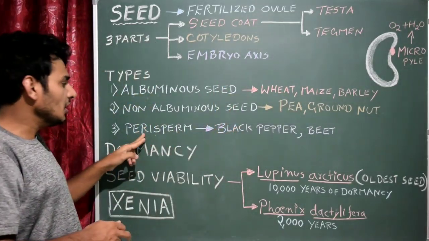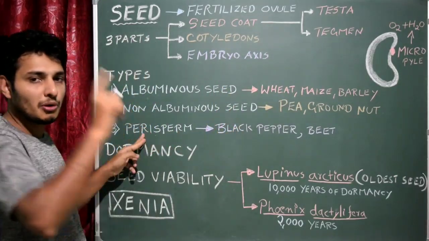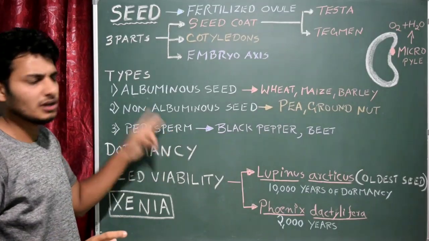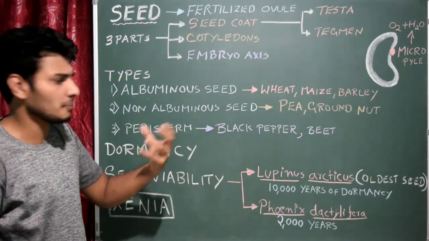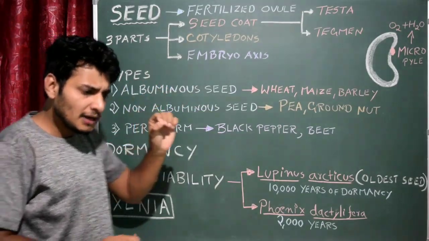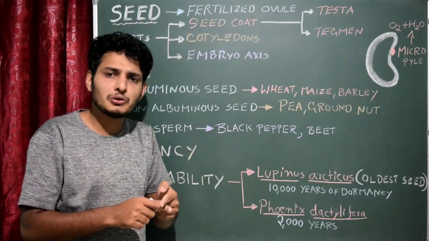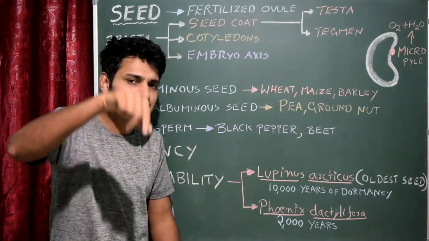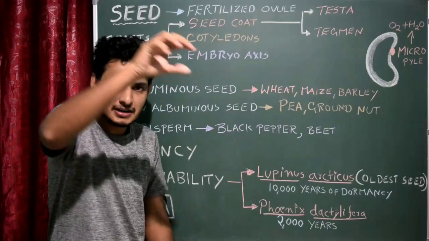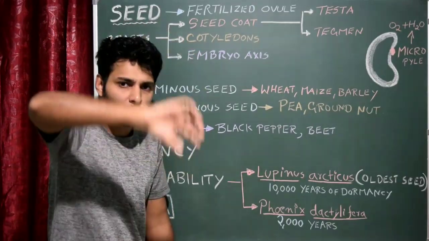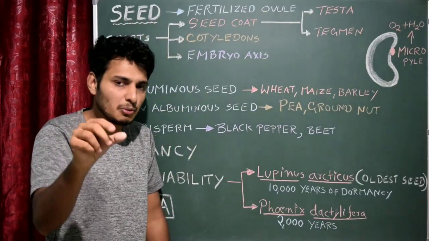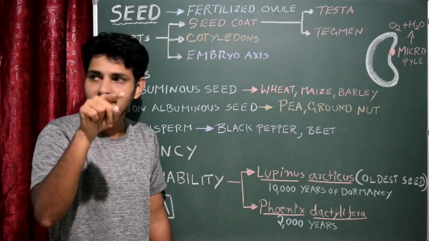The third one, this is very important for 1 mark, perisperm. What is perisperm, or define perisperm? I told you when I was explaining the embryo sac that the embryo sac is surrounded by the nucellus, correct? A type of parenchyma cells called the nucellus. What is the ploidy of the nucellus? 2N is the ploidy.